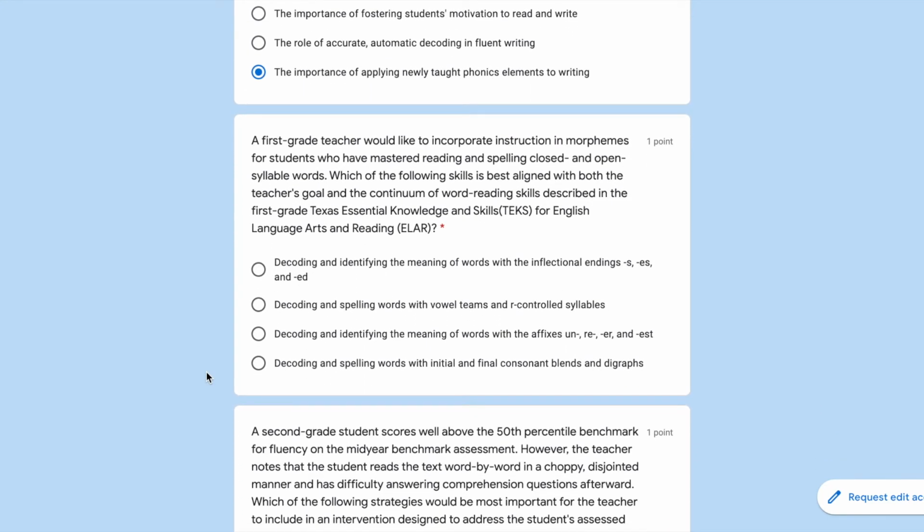A first grade teacher would like to incorporate instruction in morphemes for students who have mastered reading and spelling closed and open syllable words. Which of the following skills is best aligned with both the teacher's goal and the continuum of word reading skills described in the first grade TExES essential knowledge and skills for English language arts and reading?